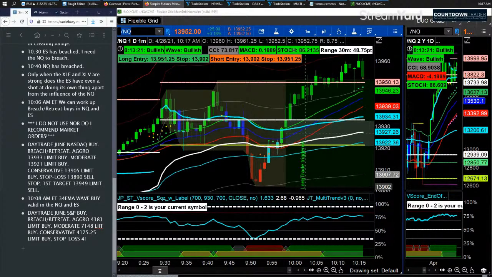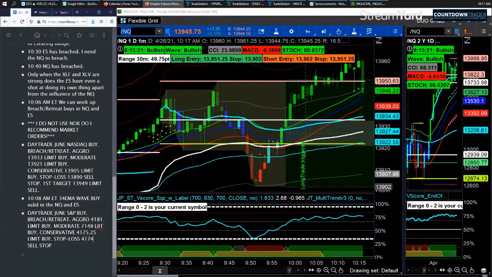I might be a little bit more flexible on the stop, but for right now, I'm going to keep it at 41.74. We might, again, I don't like to move my levels around.